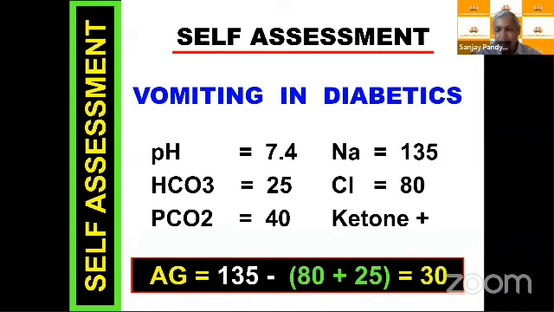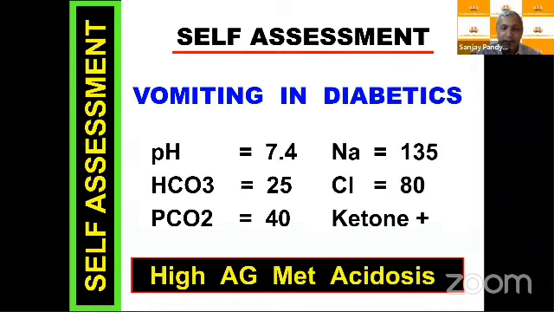30. And what is the normal anion gap? 12 plus or minus 2. So this anion gap is high, suggestive of what? High anion gap. It is suggestive of high anion gap metabolic acidosis.